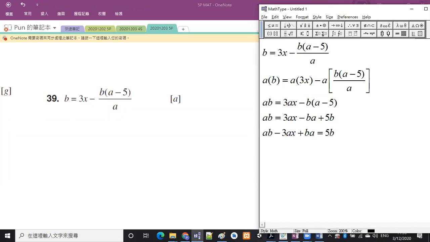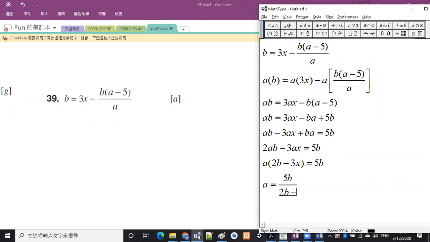But this time, you need to be sensitive that this BA and AB are actually the same term. Okay, like terms. They are both A times B. So you need to add them together. Becomes 2AB. And then minus 3ax is equal to 5b. Okay. Now you can take out the common factor a and write down the remaining factor 2b minus 3x is equal to 5b. Finally, divide the remaining factor to the opposite side.